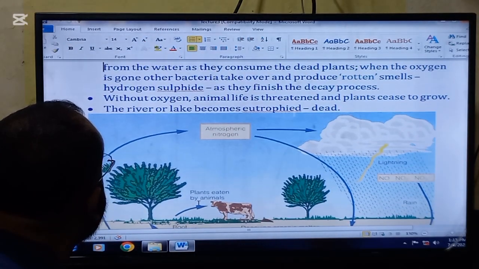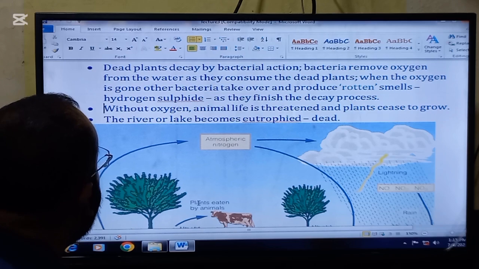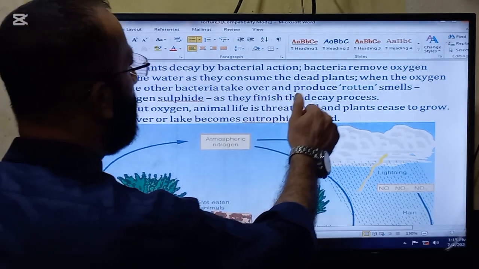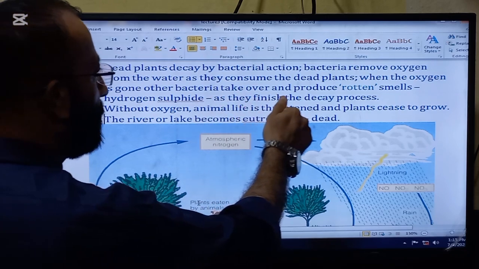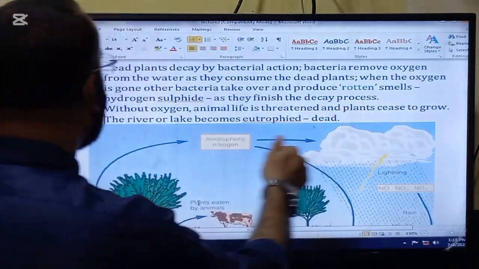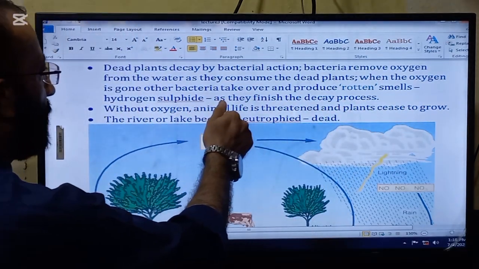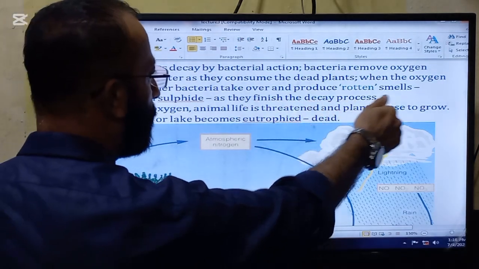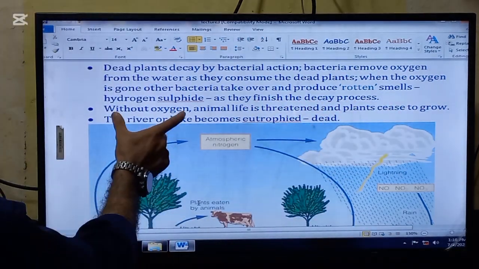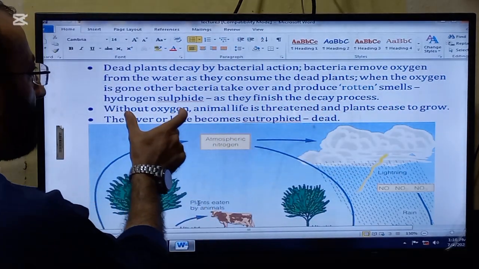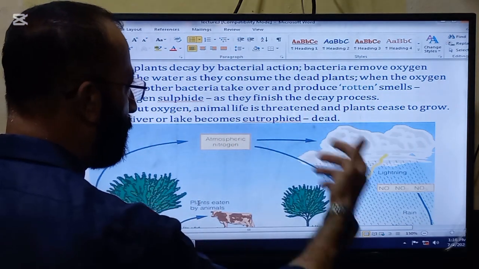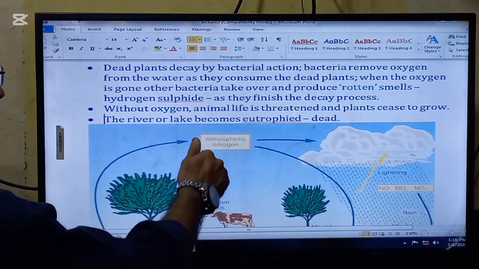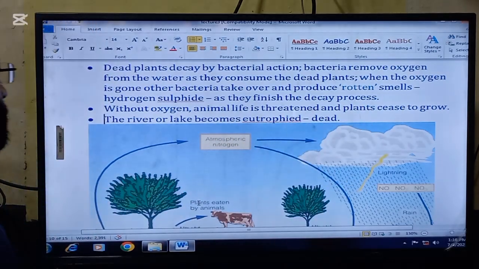Dead plants decay by bacterial action. Bacteria remove oxygen from the water as they consume the dead plants. When the oxygen is gone, other bacteria take over and produce a rotten smell. Hydrogen sulfide is the gas which actually produces a very bad smell as they finish the decay process.